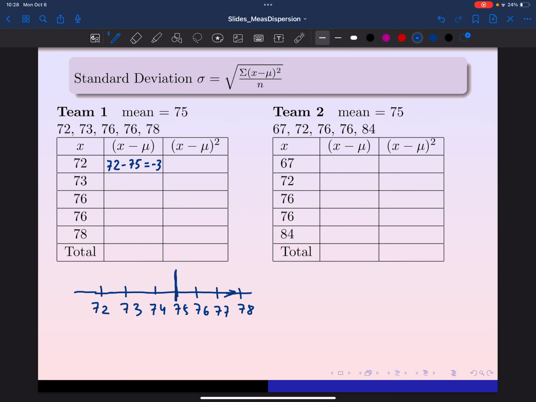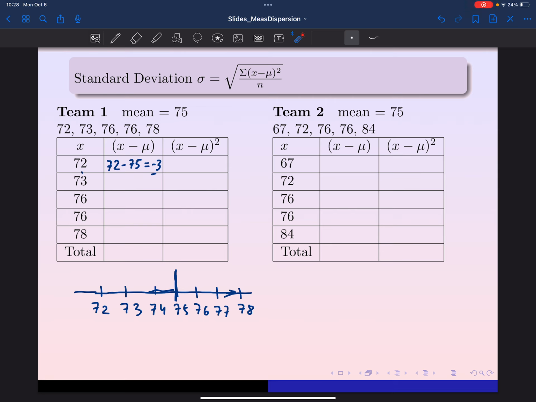This is the 73, and we can see that the 72 is 1, 2, 3 units below the average. That's why we have minus 3. This is the average 75. The data value of 72 is 3 units below, so that's what this minus 3 represents. Minus would be to the left, positive would be to the right. So this is what we call deviation. We deviate, we are away from the average. So this is minus 3.